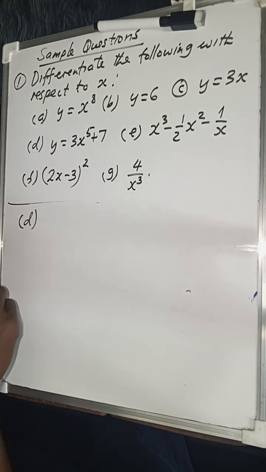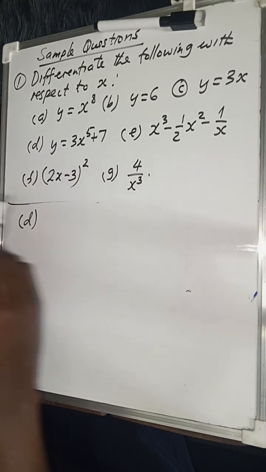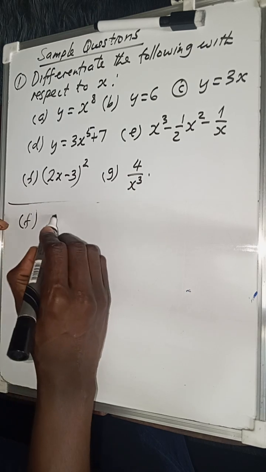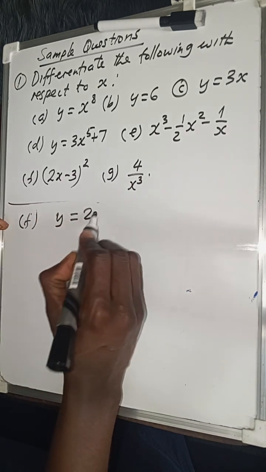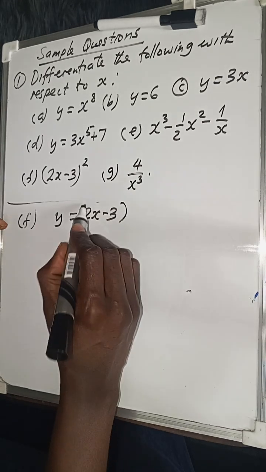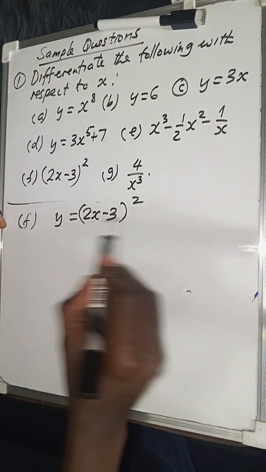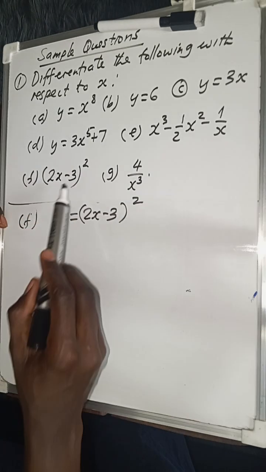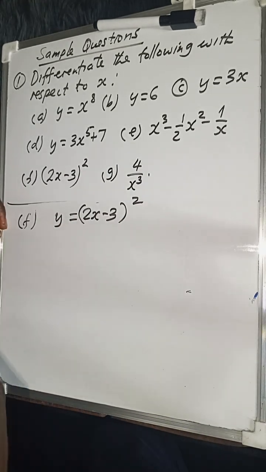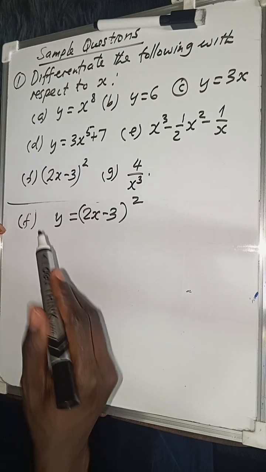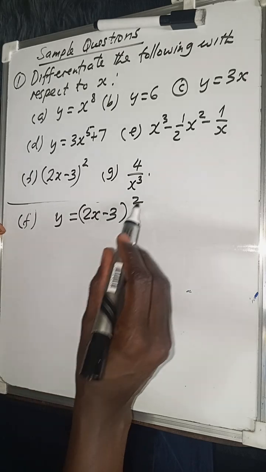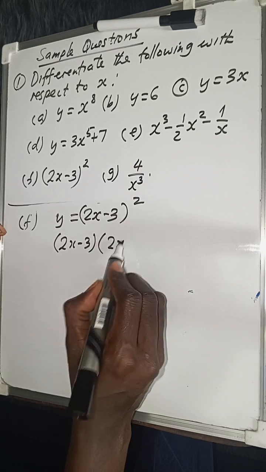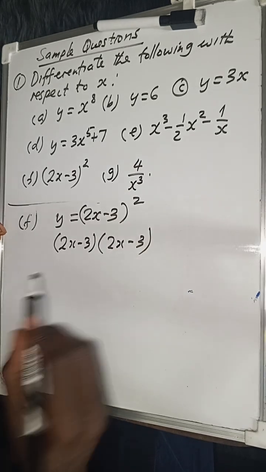What about f there? Well, f there says that now for f, we have y is equal to 2x minus 3, but raised to the power 2. Well, you can expand this first of all. In my next video, I'll show you how you can quickly find that. But you can expand this one. Remember, 2x minus 3 squared means 2x minus 3 multiplied again by 2x minus 3. That's what it simply means.